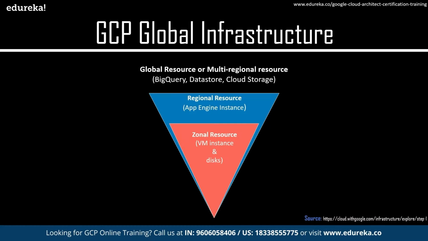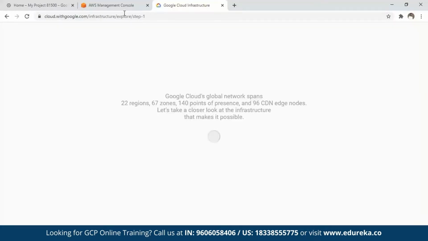Let's try and understand them a little better. What I'll do is I'll just go ahead and switch into the web page where we can discuss the global infrastructure of Google Cloud Platform. When you talk about Google's infrastructure, you can see some information here while it loads. It says that it spans 22 regions, 67 zones, and 140 points of presence. It has 96 CDN edge locations. I'll tell you what edge locations are, and that is what it offers.